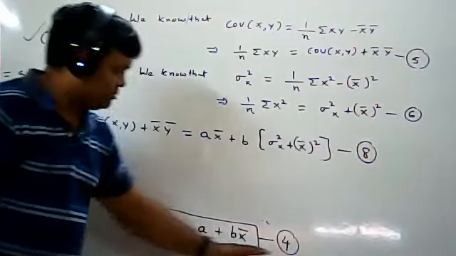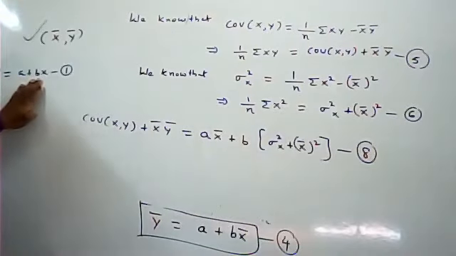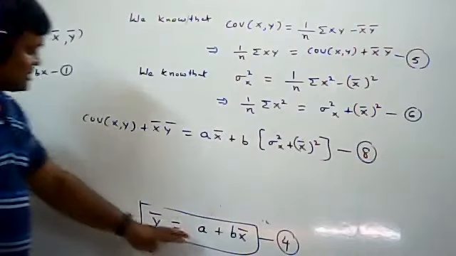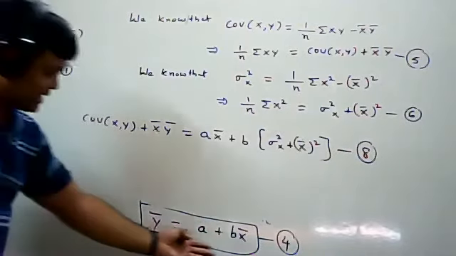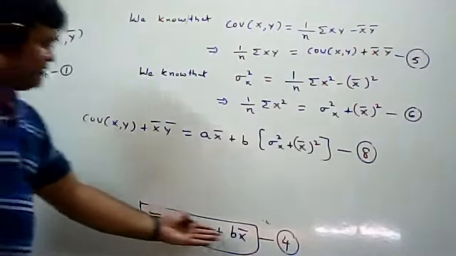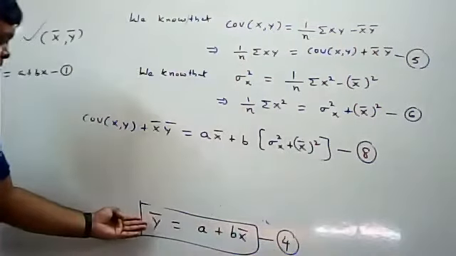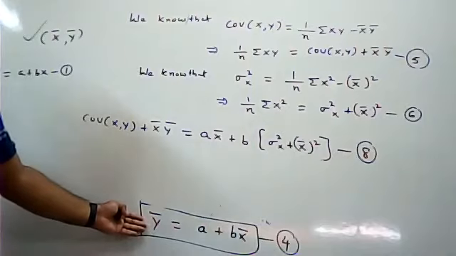So I will consider this equation 4 only because this line passes through the point x, y. Now this regression line passes through the point x bar, y bar. So I will consider this equation 4 directly, and I will multiply by x bar on both sides.